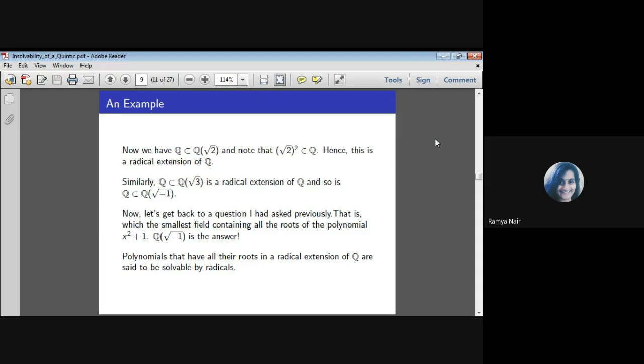The polynomial x squared plus 1 has no real roots, right? Both the roots are imaginary: plus i and minus i are the roots of that polynomial. So Q of i is the smallest field containing all the roots of x squared plus 1. A polynomial that has all its roots in a radical extension of Q is said to be solvable by radicals.